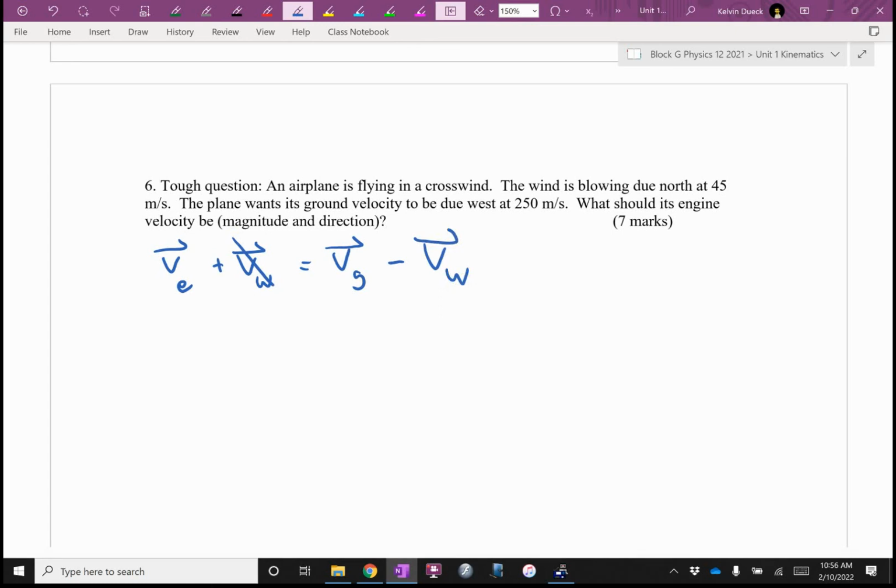Except, how do I subtract vectors? I don't add them. I add the opposite. And I leave the first one. I add the opposite of the second one. Now I've turned it into an addition question. I've turned the page, so I better do a compass rose.